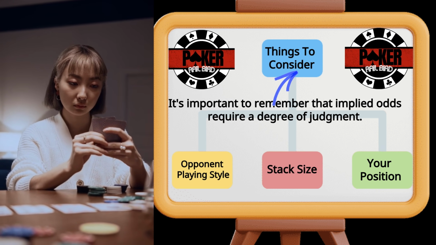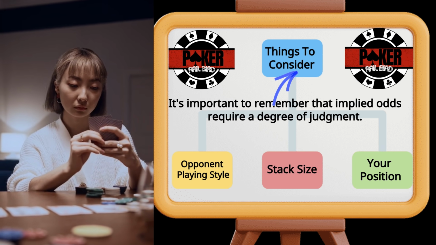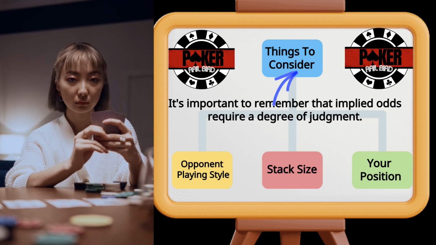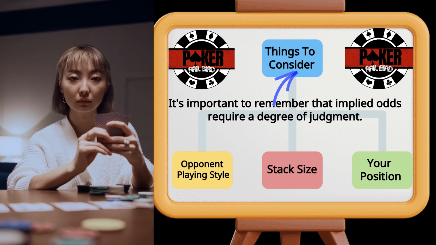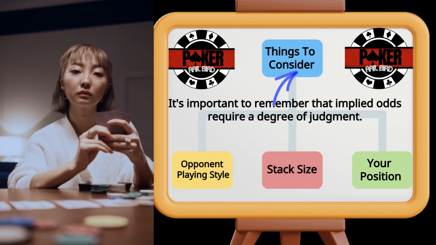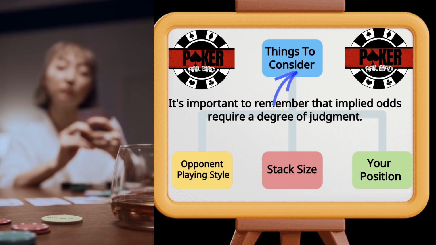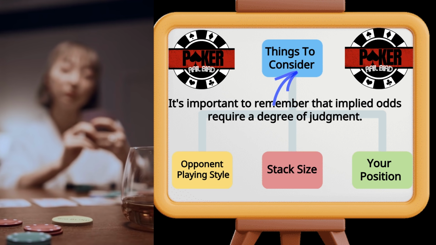If you're up against a cautious opponent who's unlikely to call a big bet on the river, your implied odds shrink. Conversely, against a loose or overly aggressive player, your implied odds increase because they're more likely to pay off your big hands. Understanding implied odds is about thinking beyond the current moment and seeing the bigger picture.